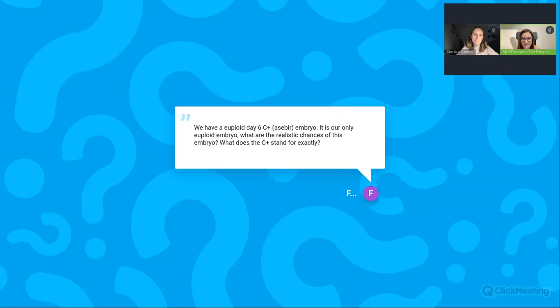We have a euploid day 6C embryo. It is our only euploid embryo. What are the realistic chances of this embryo? What does the C plus stand for exactly? Okay, so as this is the Elsevier grading system, I haven't come across it very much, so I don't know it as well as the grading system we use at the clinic.